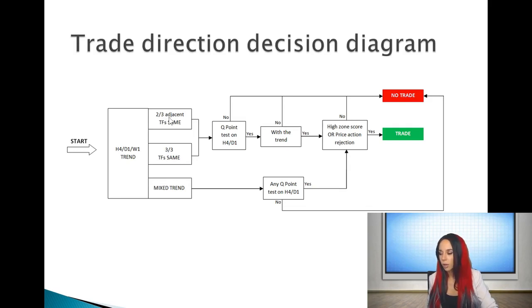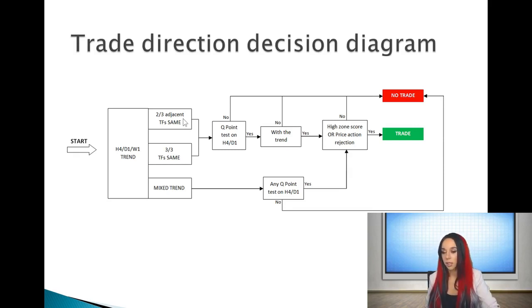So if you have 2 out of 3 adjacent time frames or all 3 time frames showing you the same trend, you need to look for a Q point test with the direction of this prevailing trend, either on a 4-hour chart or a daily. Why only on these 2? It's because you don't want to trade from a weekly chart. It's way too large, okay? The stop loss is required, especially for people just starting out and they have micro accounts. Even that stop is vastly going to mess up your risk management, because there's just no way to position yourself trading from a weekly chart with a small account.